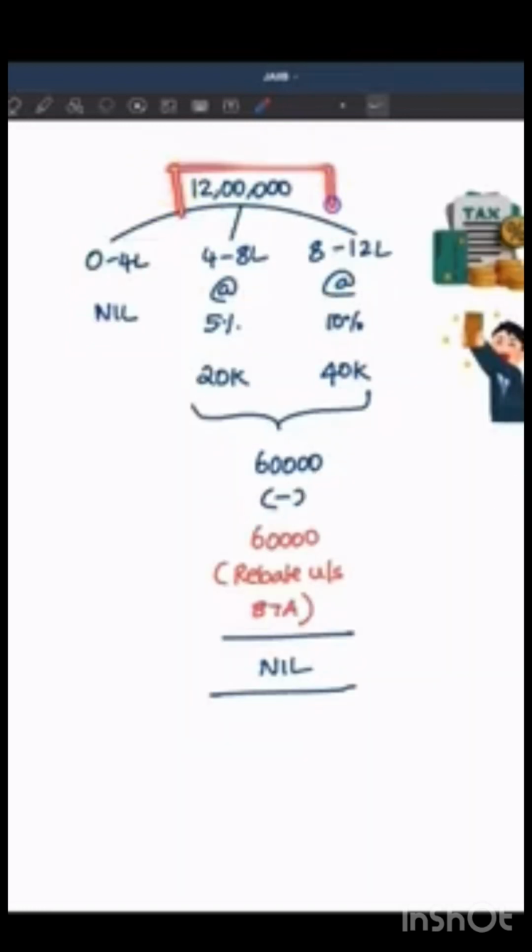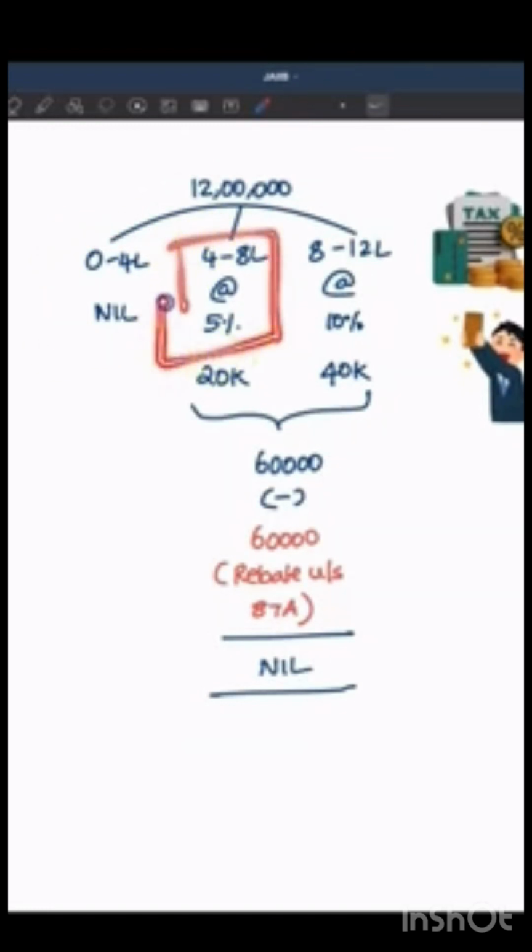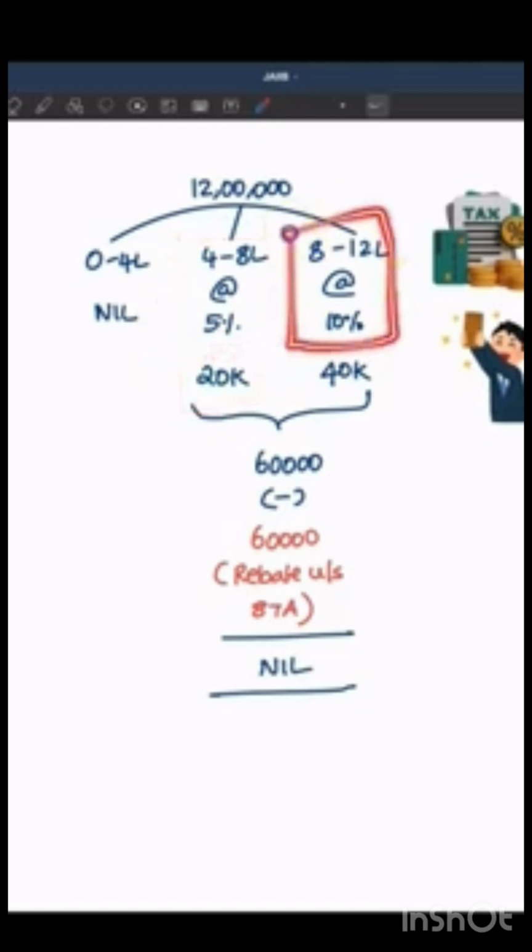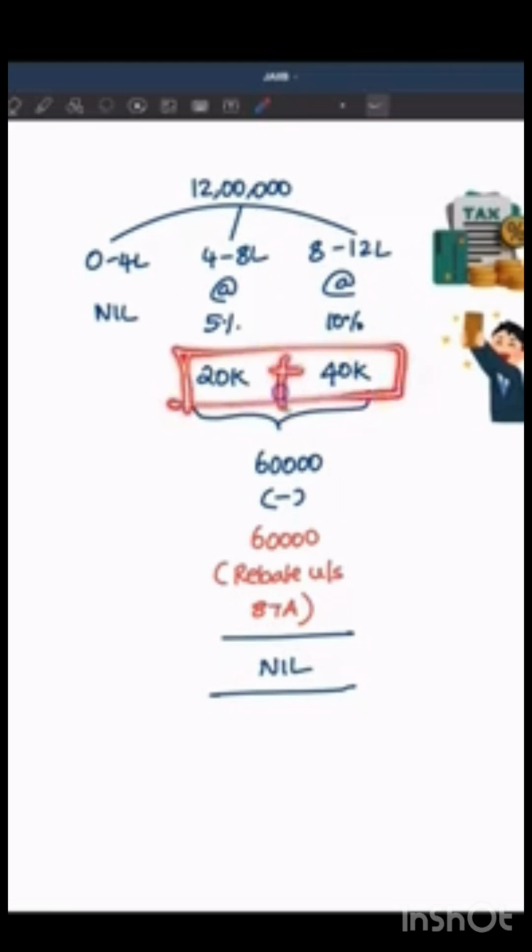Let's break that down. When the income is 12 lakhs, up to 0 to 4 lakhs, no taxes. 4 to 8 lakhs, it is at the rate of 5%, so tax amount is going to be 20,000. 8 to 12 lakhs at the rate of 10%, tax amount is going to be 40,000. It means effectively 20 plus 40, the tax amount should be 60,000.